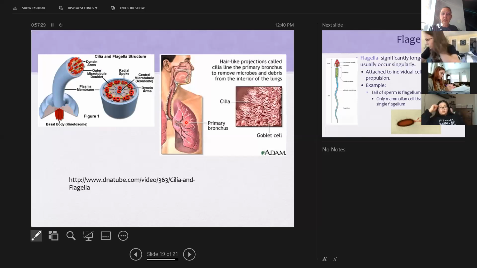Here, I got a picture. There's the cilia in our lungs. This cilia is what COVID destroys. That's a problem. And I know I said I wasn't going to talk about COVID, but hey, you know what? It's the day and the time that we live in.